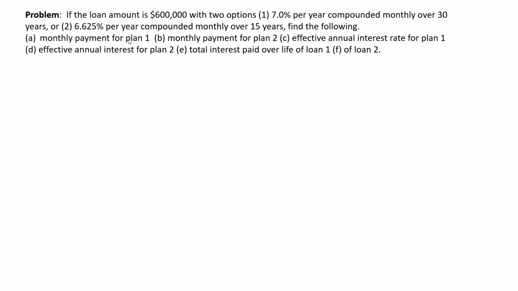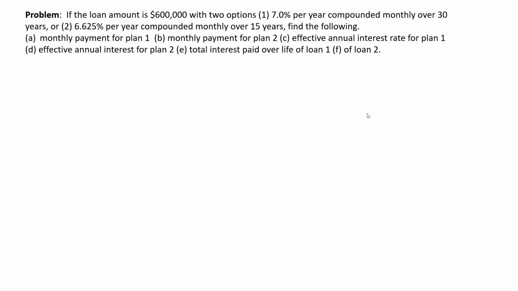Okay, find the following. What is the monthly payment for plan one, right? What's the monthly payment for plan two? And what is the effective annual interest rate for plan one and effective annual interest rate for plan two? Total interest paid over life of loan one and total interest paid over life of loan two.